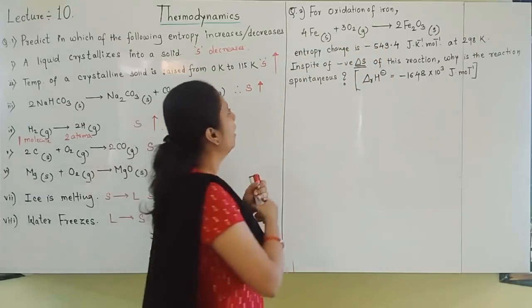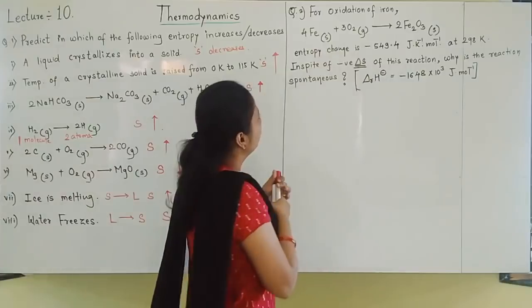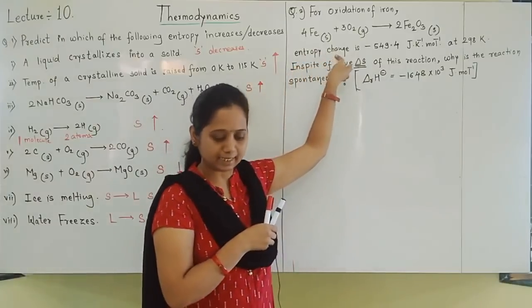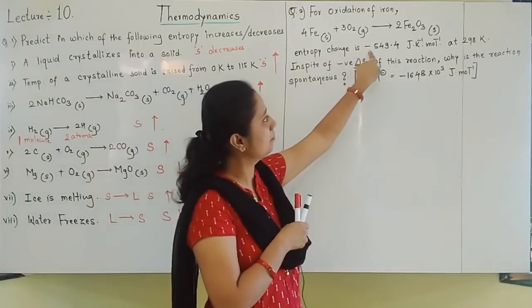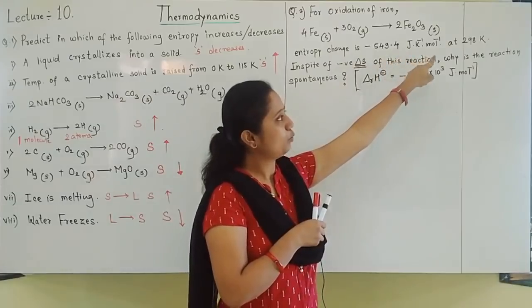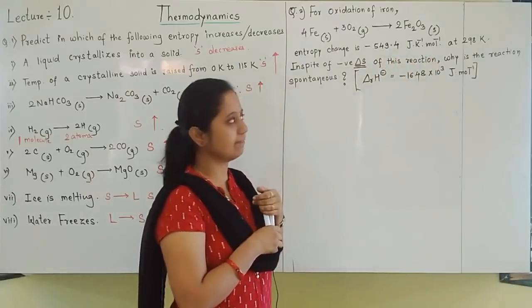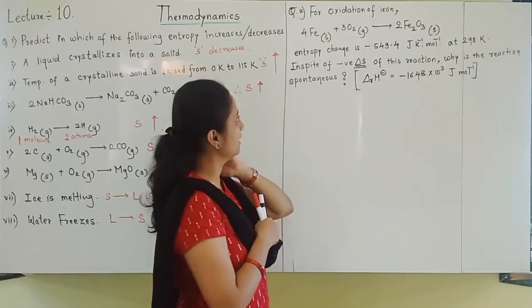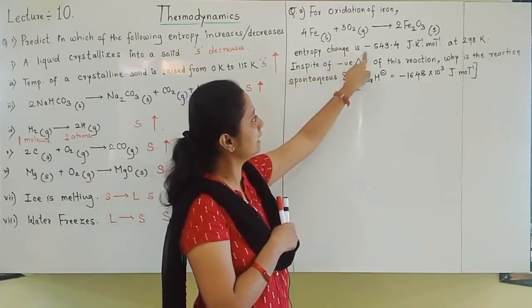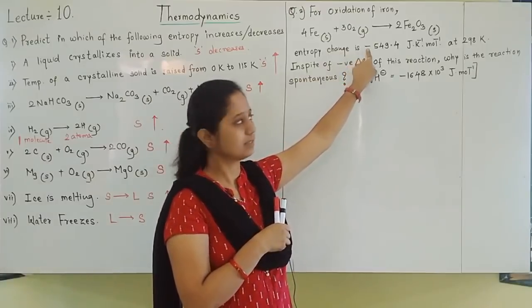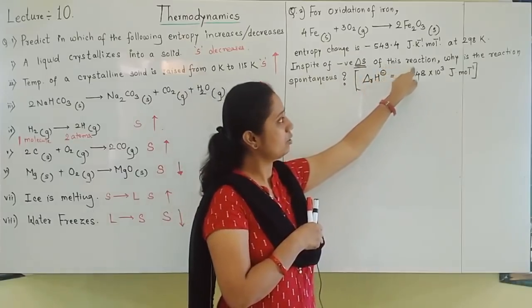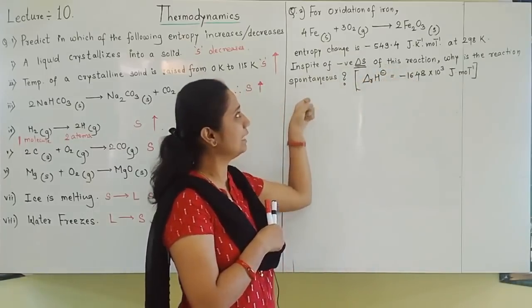Fe2O3 is formed. Ferric oxide is formed. Entropy change, delta S, is given. Delta S is minus 549.4 at 298 Kelvin. What is the question asked here, students? In spite of negative delta S, yes, we can see that the delta S value is negative, why is the reaction spontaneous?